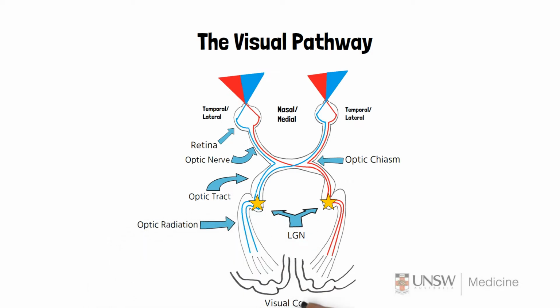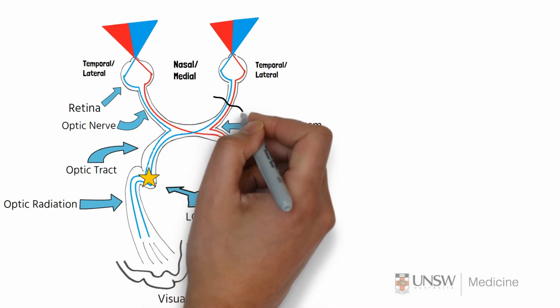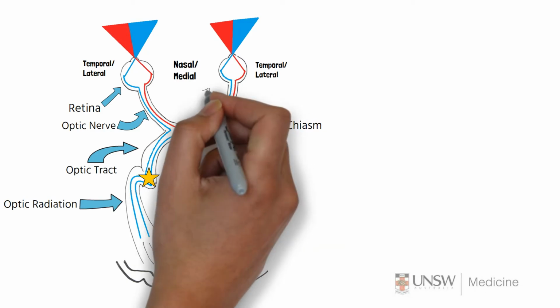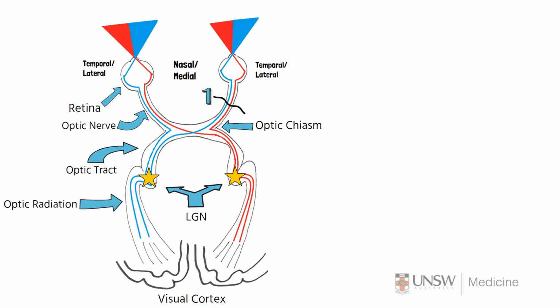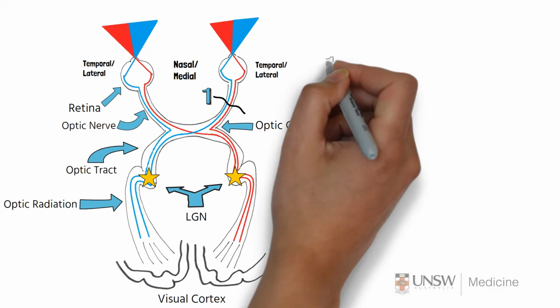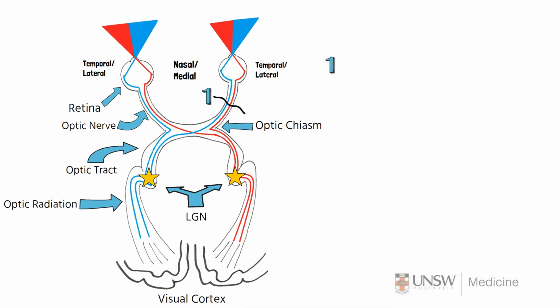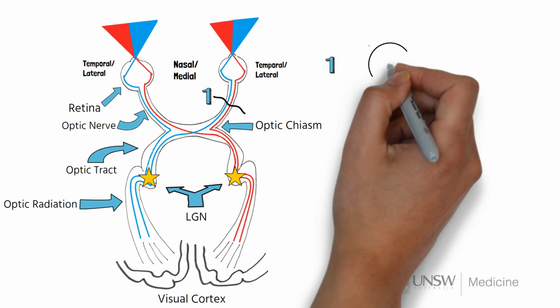Therefore, lesions at different components of the visual pathway correspond to specific visual field defects. Let's have a look at a few of them. This lesion is in the right optic nerve. It is pre-chiasmic as it is before the optic chiasm. This will result in total right eye vision loss.